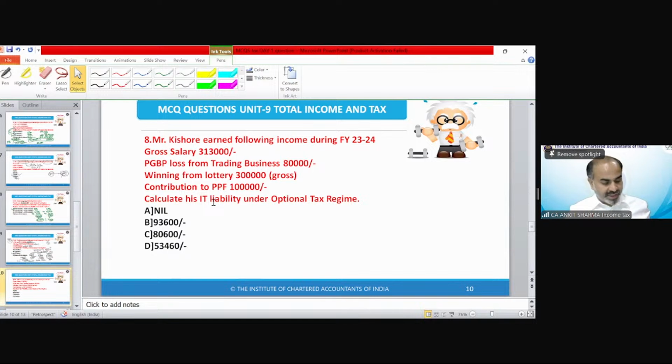Now the question says, Mr. Kishore earned the following income during financial year 23-24. Gross salary 3,13,000. PGBP loss from trading business 80,000. Winning from lottery 3 lakh rupees. Contribution to PPF 1 lakh rupees. Calculate his income tax liability under optional tax regime. So we have to solve this question on a separate sheet.